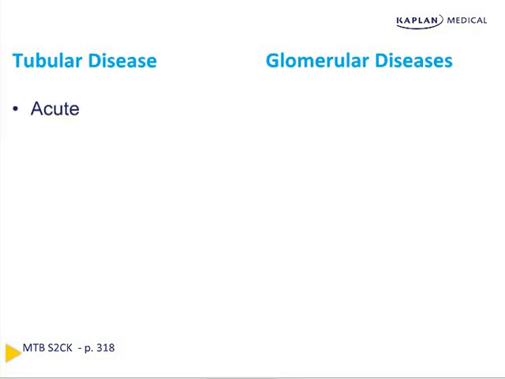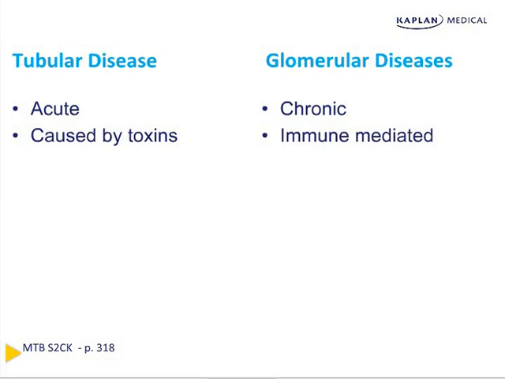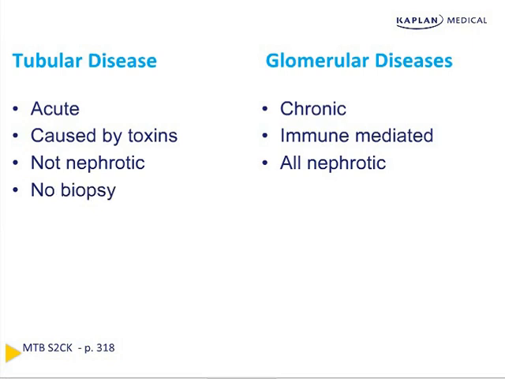Whereas tubular disease is typically acute in its presentation, glomerular diseases are typically more insidious. Tubular diseases are typically caused by toxins or hypoperfusion, whereas glomerular diseases are usually immune-mediated. Tubular diseases typically don't present with a nephrotic picture, but all glomerular diseases can cause nephrotic syndrome.